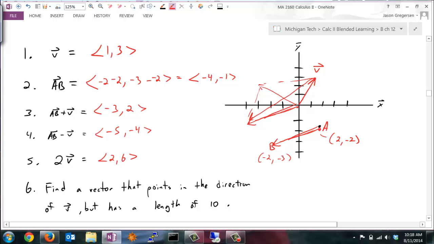And then 2 times v, I just multiply the components of v to get 2, 6. And of course, you could plot that to see a scaling of the vector v. Any questions about those ones?